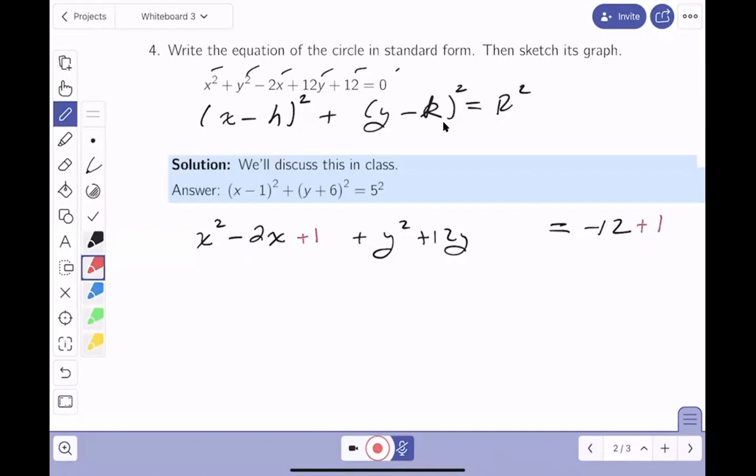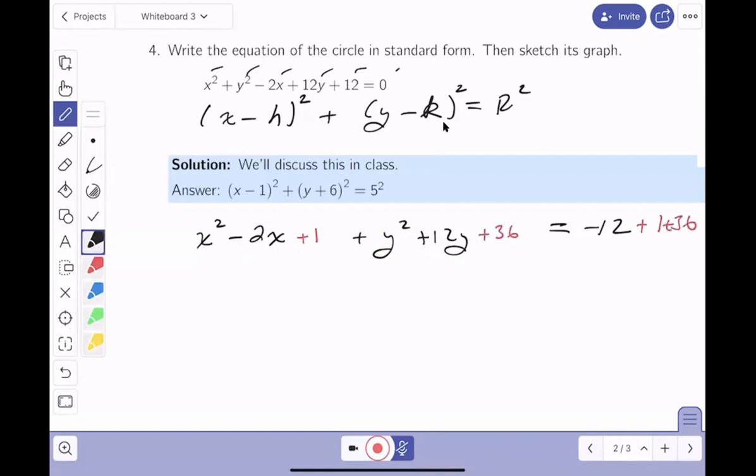All right, let's keep going. And the coefficient on this y squared is 1, which is great news. I'm going to take half of that number. I'm going to complete the square, which would be 6, and square it, which will give me 36. And I'm going to add 36 to both sides.